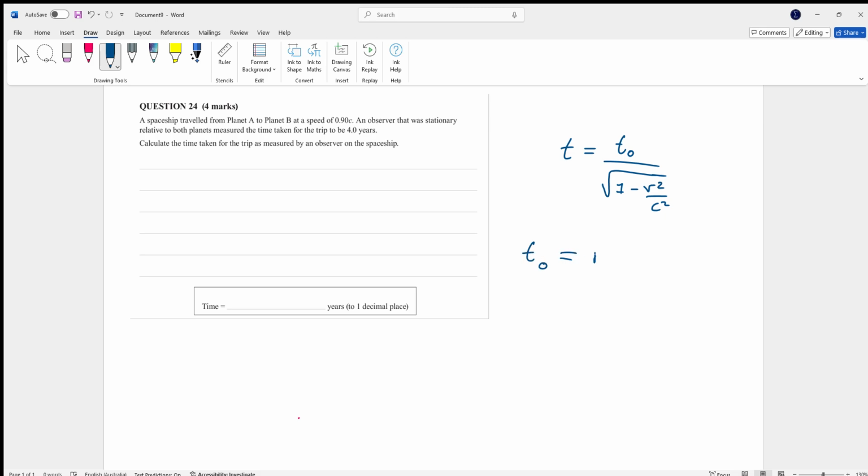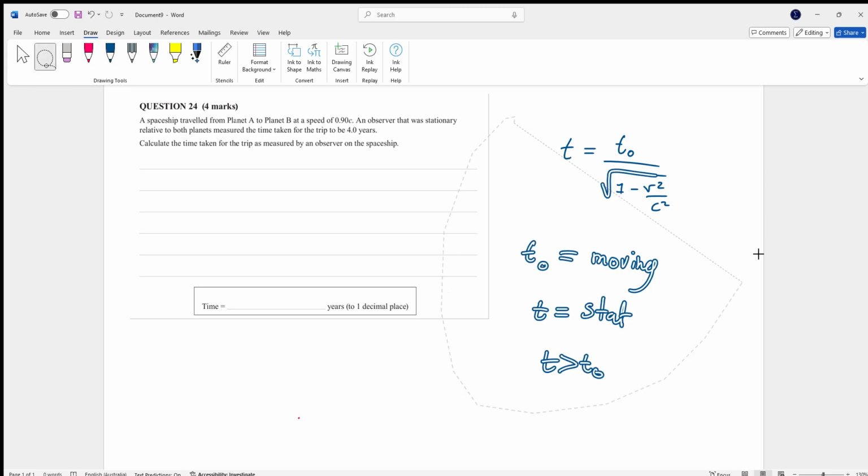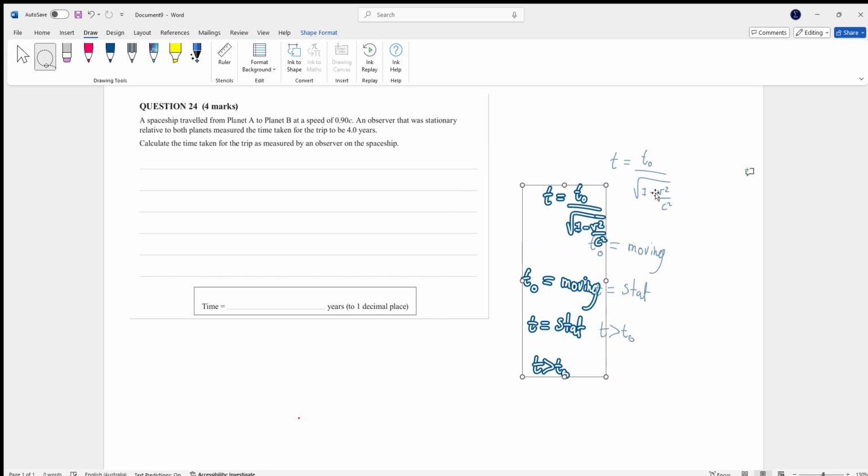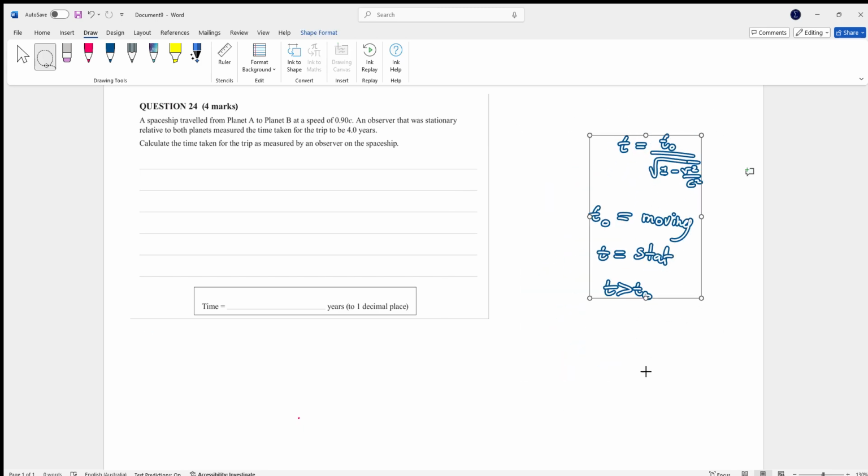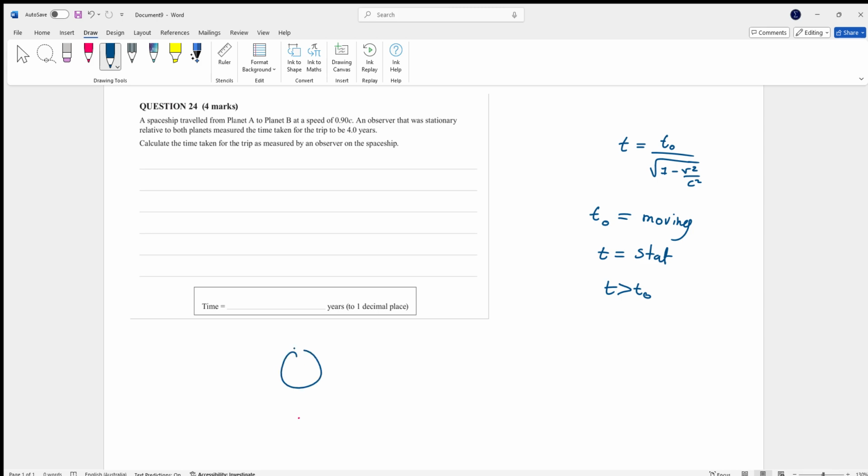T-O is the time of someone who's moving relatively, because it's always relative. T is the time that's stationary relatively. Now, T is always going to be bigger than T-O. That is your key hint when using this formula with this exam. So here, we've got to understand the points of view. We have two planets, planet A and planet B, and there's a rocket that's going between both of them.